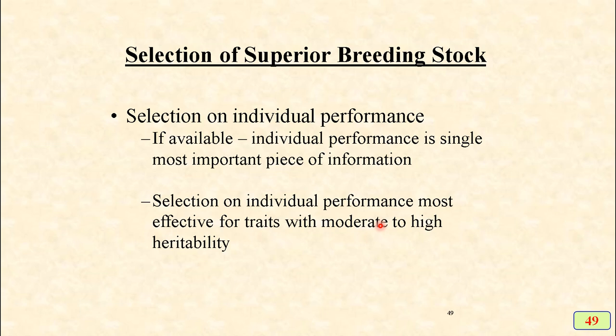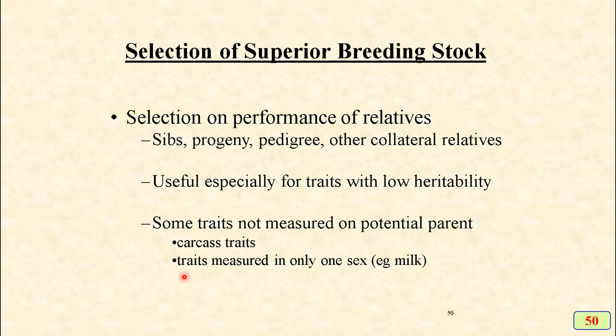Then, if available, individual performance is the single most important piece of information. Selection on individual performance is most effective in the case of high heritability. Then the selection of superior breeding stock is always important, using sibs, progeny, pedigree, and other relatives, especially for traits with low heritability, and for traits not measured, like carcass traits, or traits measured only by one sex.